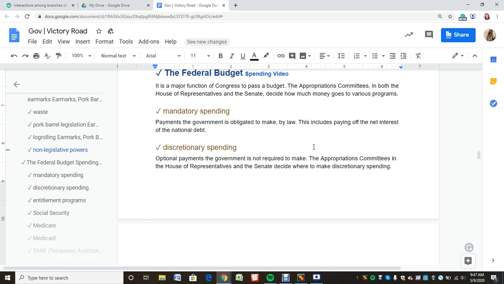So, this all occurs in the Appropriations Committee where they decide how this discretionary spending will be laid out after the national debt and mandatory spending are taken into account, as well as some other things.